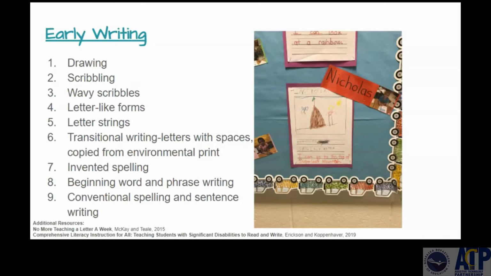At the invented or phonetic spelling stage, we will see different ways to represent the sounds in words. Children will write the first letter of the word or the beginning and ending sounds to represent the entire word. At the beginning word and phrase writing stage, children will use words with beginning, middle, and ending letter sounds and shorter phrases. At the conventional spelling and sentence writing level, we will start to see the correct spelling of words, and generally, the child's name and words such as mom and dad or early other words are written correctly. There'll be sentences with some punctuation and generally correct use of upper and lowercase letters.